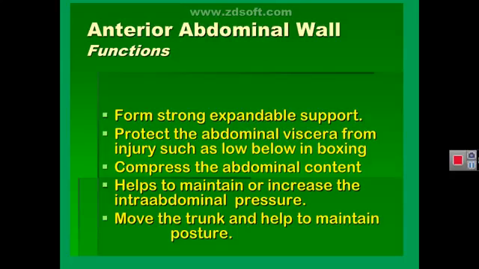Functions of the anterior abdominal wall include support of the abdominal wall, protecting abdominal viscera, compressing the abdominal content during breathing, increasing intra-abdominal pressure as in coughing, defecation or urination, and movement of the trunk and posture.